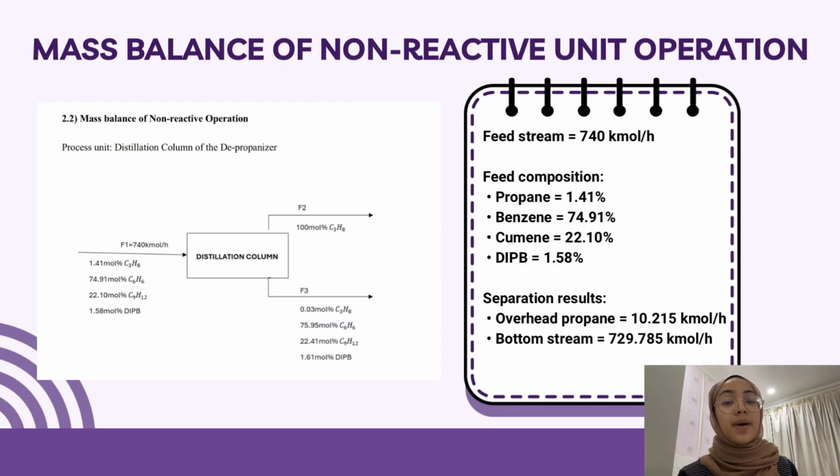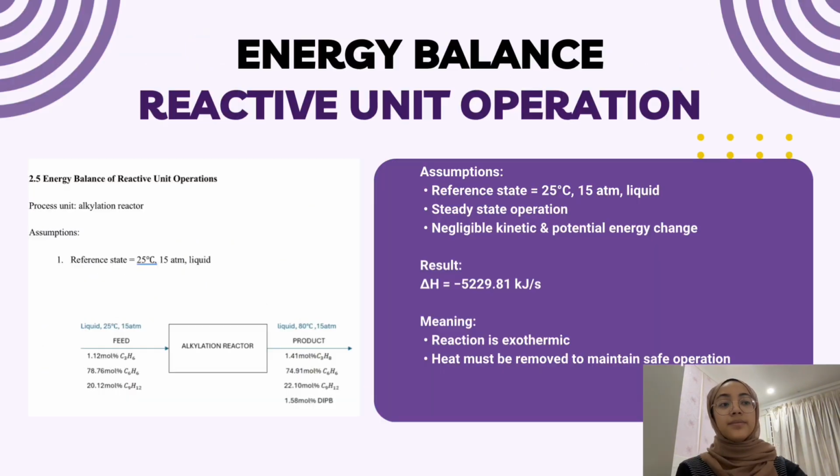Next, we perform a mass balance for the non-reactive unit, which is the depropanizer distillation column. The feed stream entering this column is 740 kmol per hour and contains propane, benzene, cumene, and DIPB. The purpose of this column is to remove light gases such as propane from the mixture. From the calculation, the overhead product contains 10.215 kmol per hour of propane, while the bottom stream contains 729.785 kmol per hour of the heavier components, including benzene and cumene. This separation step helps improve the purity of the downstream product.